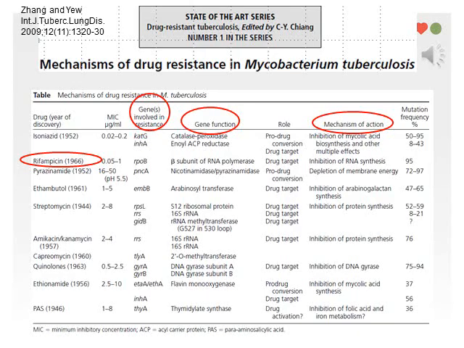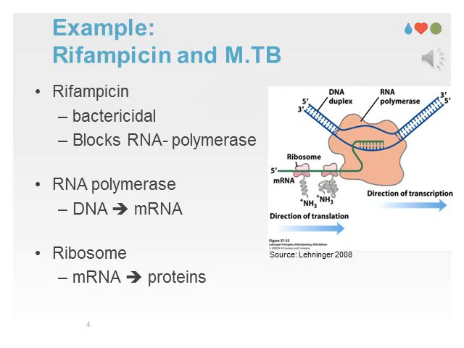This paper gives a good outline of the mechanism of drug resistance in Mycobacterium tuberculosis, and this table gives the gene involved and its function and the mechanism for drug action. As an example, we will look at the drug Rifampicin, the best antibiotic against tuberculosis. Inside the bacteria, the enzyme RNA polymerase produces messenger RNA that is used by ribosomes to produce all the proteins that are needed by the bacteria.